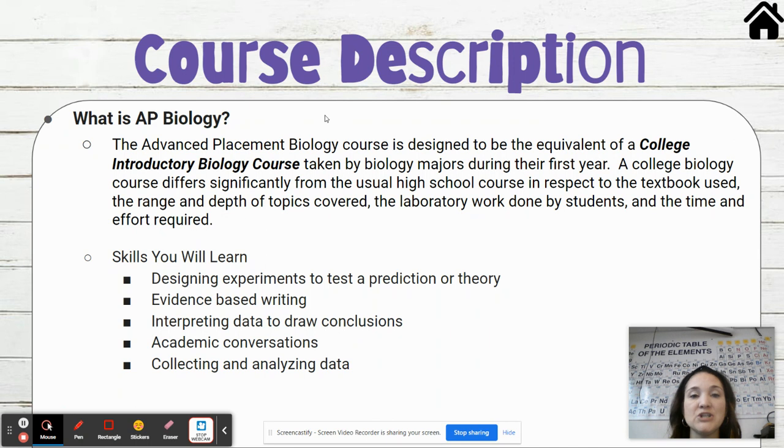You'll also get a chance to really learn how to write proper responses using evidence. You guys probably did that a lot in your pre-AP classes. We're going to be interpreting different data and drawing conclusions from that. We do a lot of academic conversations with one another, and also learn how to collect data properly and then analyze it from there. So that's an overview of the course.